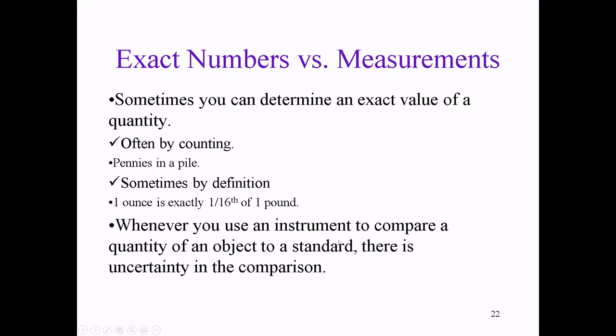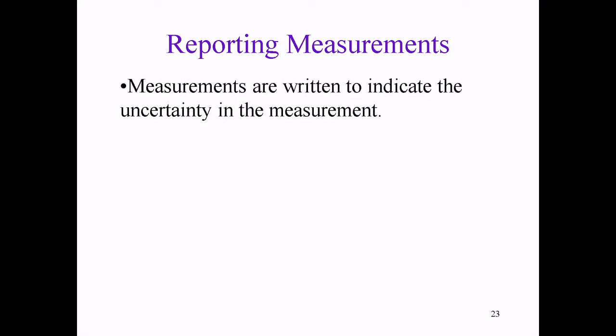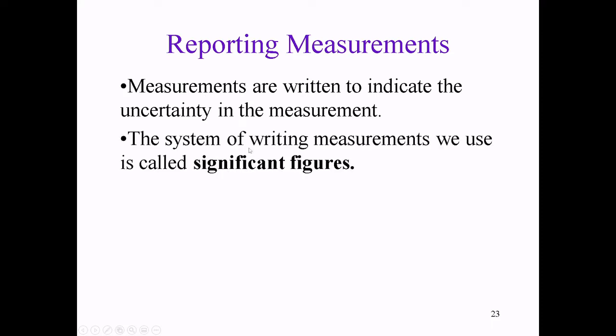However, whenever you use an instrument to compare the quantity of an object to a standard, there is an uncertainty in the comparison. So we're never going to know with absolute certainty exactly how much of the object we really have. Measurements are written to indicate the uncertainty in the measurement. The system of writing these measurements is called significant figures. So we're going to be able to tell, based on how we wrote the number, how much uncertainty we have in it.